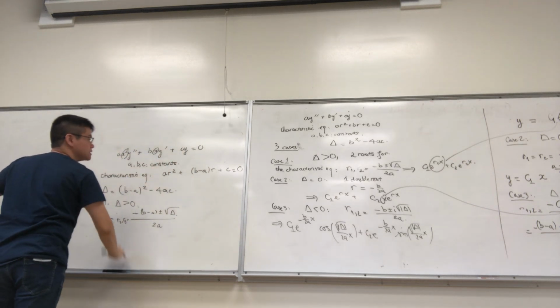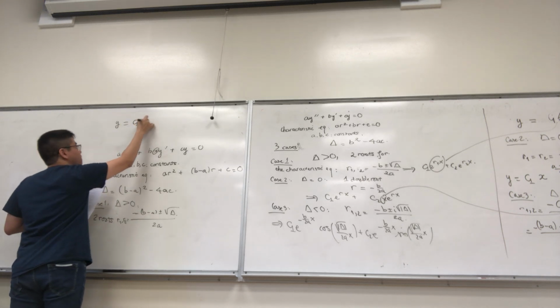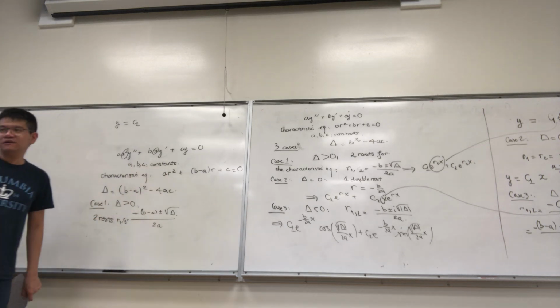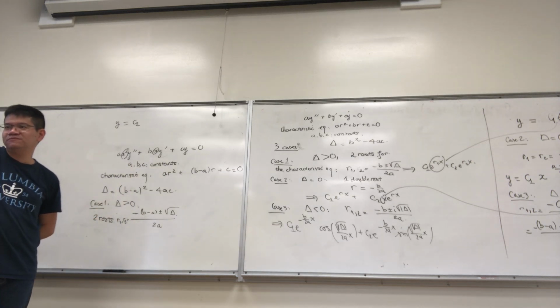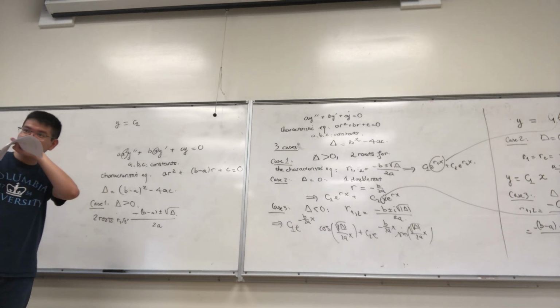So in this case, the solution will be C1 x to the power... Can someone guess what the form of the solution is? Oh, C1 x to the power R1 times cosine of square root of delta over 2a. This is close, right?